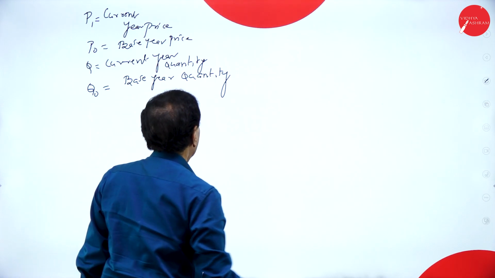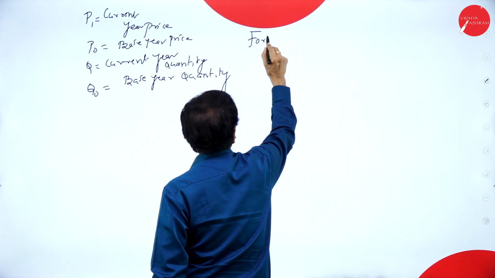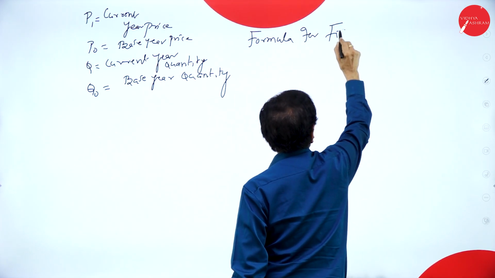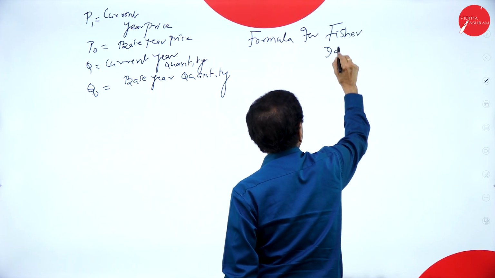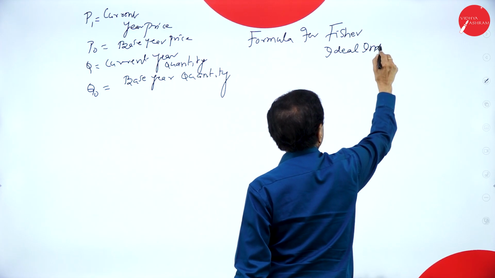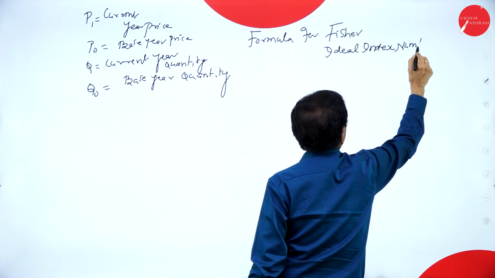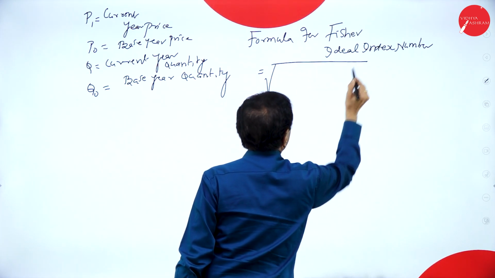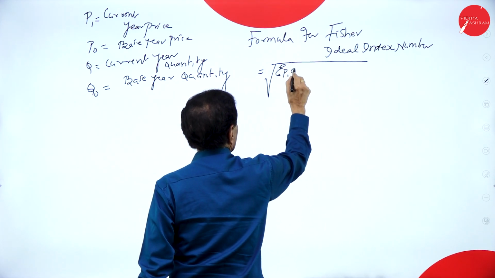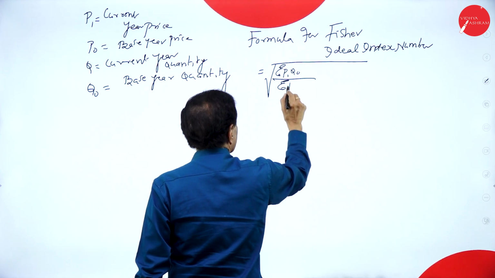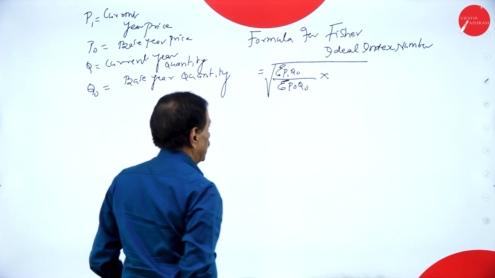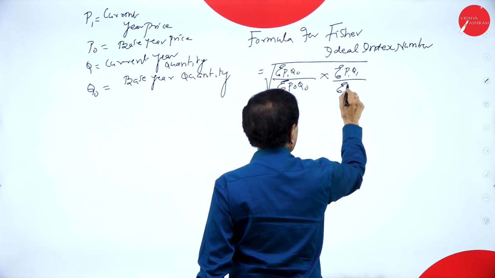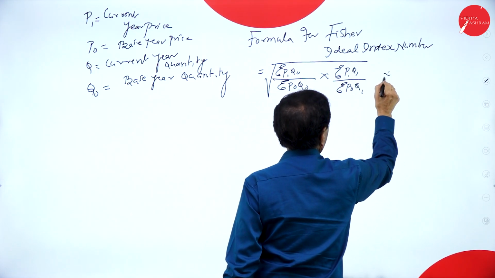Then the formula for the Fisher ideal index number is equal to the root of sigma P1 Q0 divided by sigma P0 Q0, into sigma P1 Q1 divided by sigma P0 Q1, into 100.